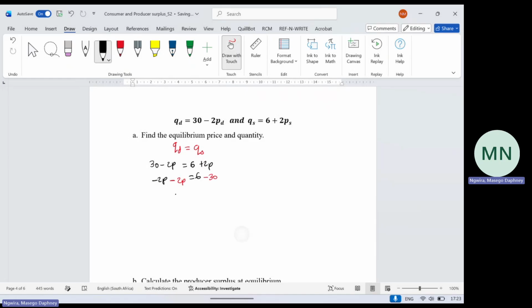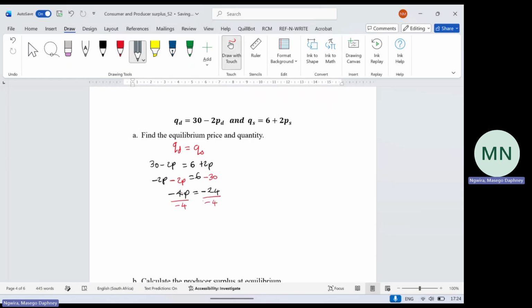Minus 2 with the calculator, you're going to get a minus 4p. Then it's equals to 6 minus 30, which is a negative 24. And then now we need to solve for p. Again, we divide both sides by a negative 4, so that the negative 4 can cancel the negative 4.